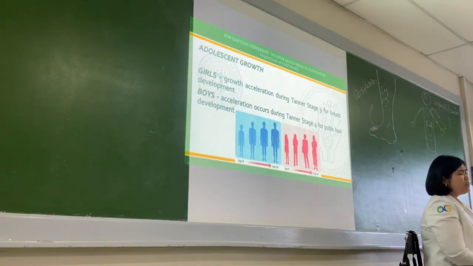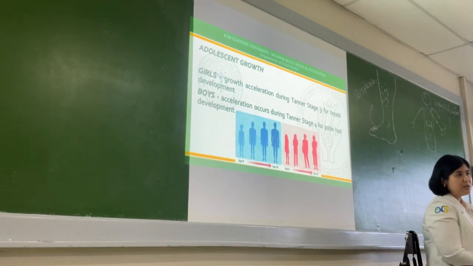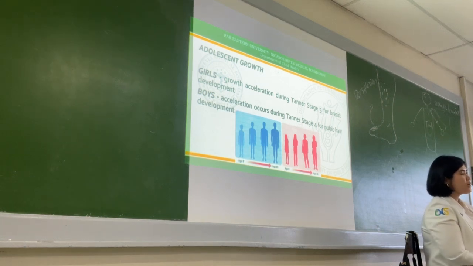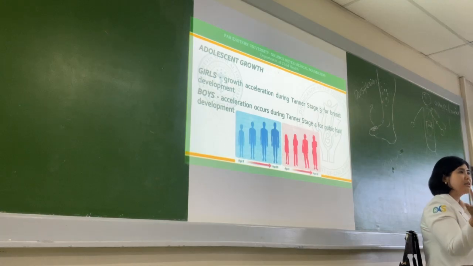So it often happens that girls grow faster, or it seems that they grow earlier, not faster, earlier than boys. So we see this when the girls are in the Tanner stage 3, when breast development occurs. But for boys, we see it during Tanner stage 4. So pubic hair development, yung equivalent naman ng growth acceleration for boys.